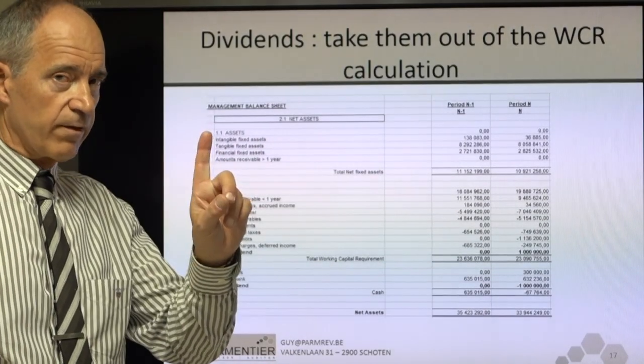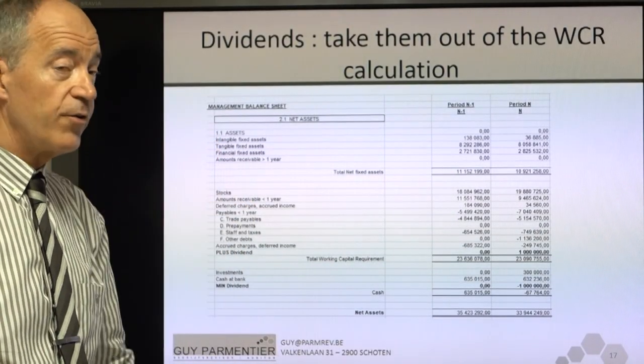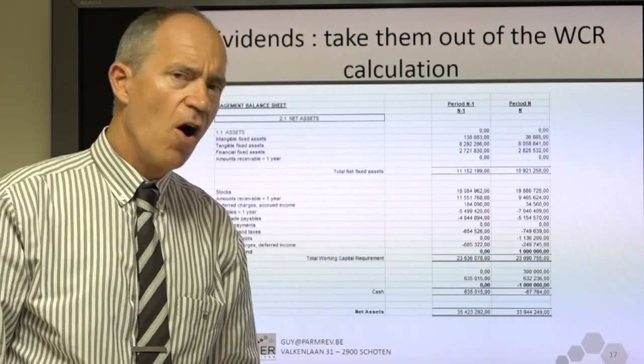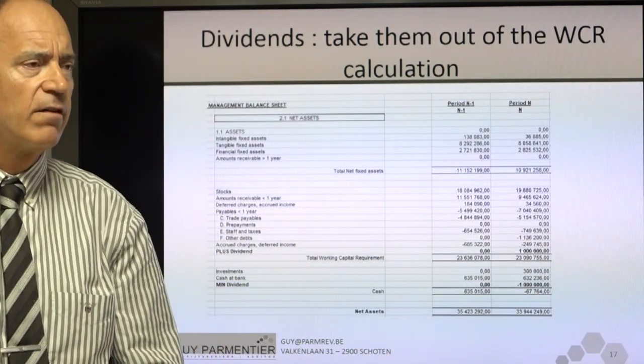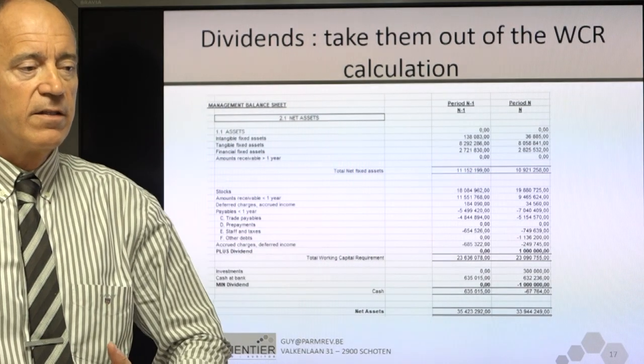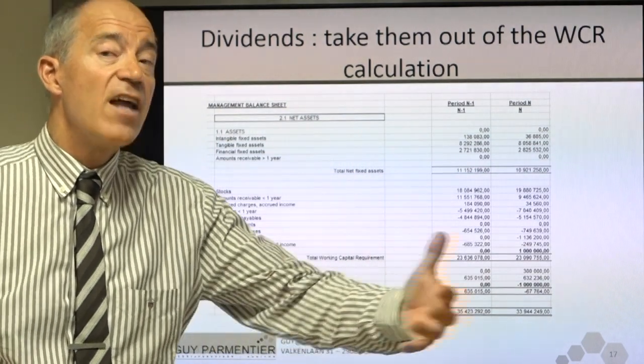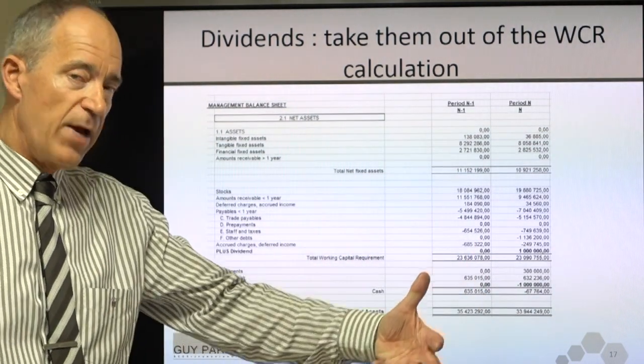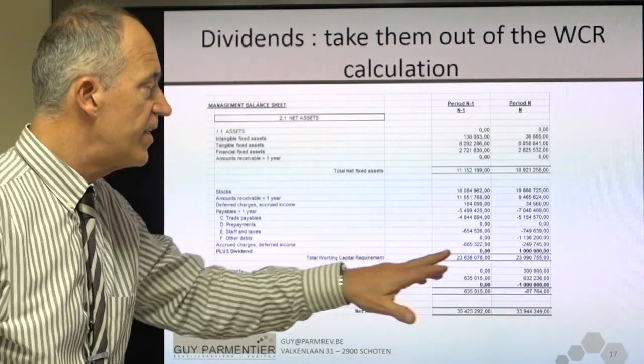Okay, important correction. When you're calculating your working capital requirement, your accountant will normally book a dividend from last year as a dividend to be paid out. And this dividend to be paid out is normally an other debt.